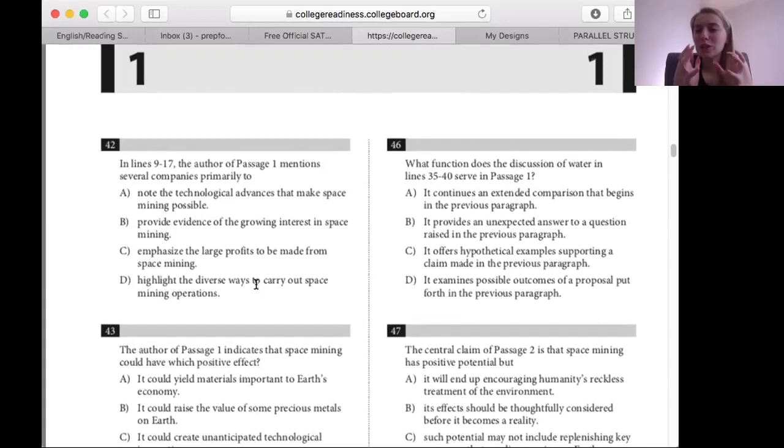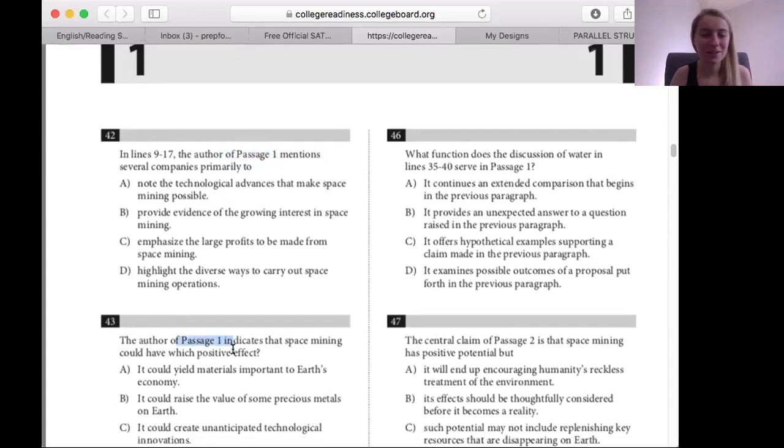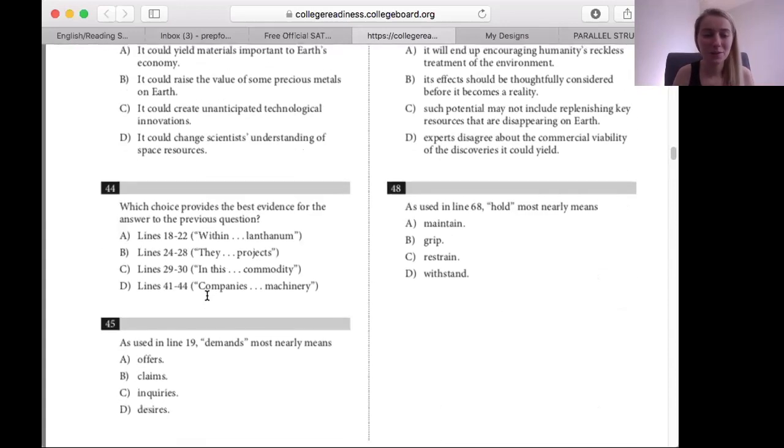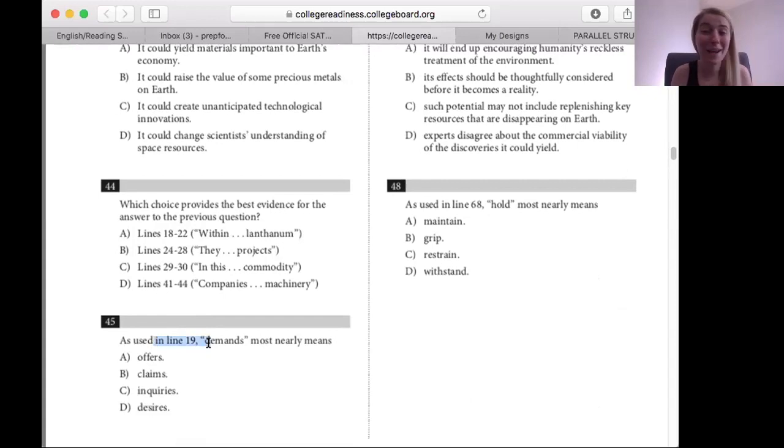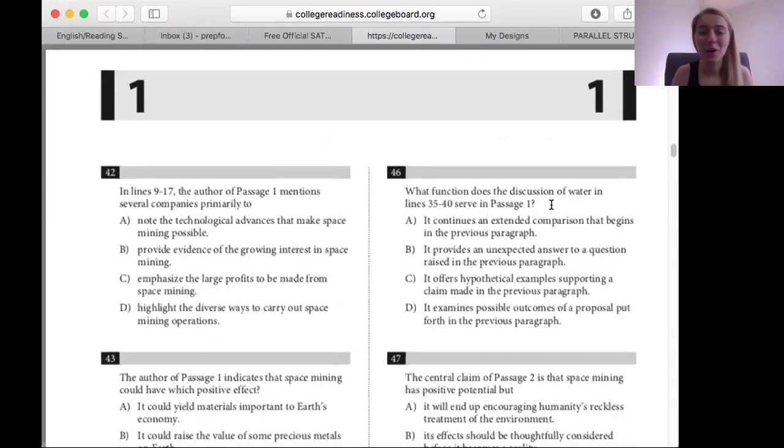Let's make it a really short, more compact passage, a little bit more simplistic. So notice here, it says the author of passage one. This one's the author of passage one. Our next one is about passage one as well. This is line 19, about passage one. Our following one is passage one as well.